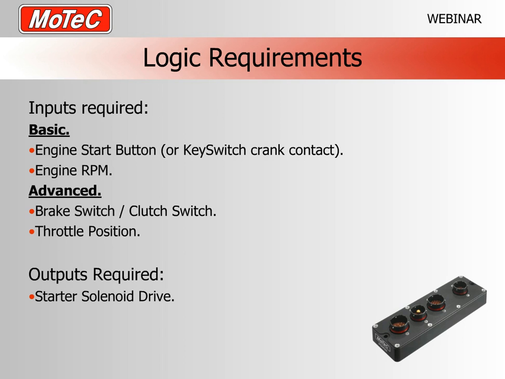What we need to make the basic function work is simply a start button or a key switch. This could take the form of a switch into the PDM, or it could be a CAN message. In this example, we're just going to use a switch input. So we've got one start button, and then we also need an engine RPM signal so that the PDM knows when the engine is actually functioning.